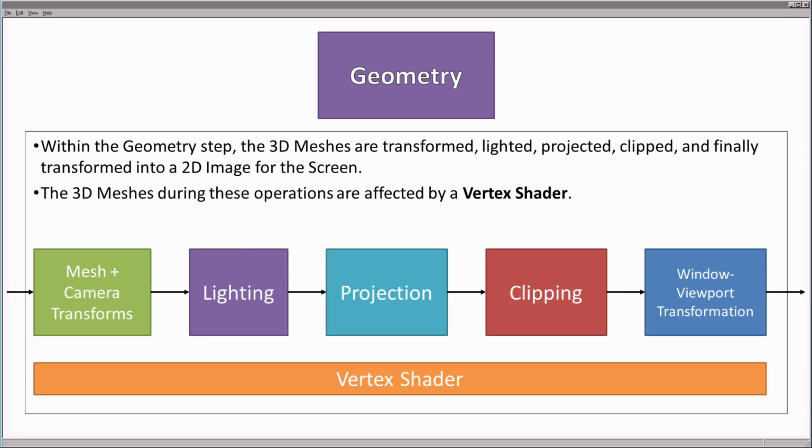Looking into the geometry step a little closer, we can see that it can be further broken down into 5 steps: mesh and camera transformations, lighting, projection transformations, clipping, window viewport transformation. Each substep handles a different aspect of 3D rendering. These will be discussed in several future lectures. Today, we turn our attention to cameras and projections.